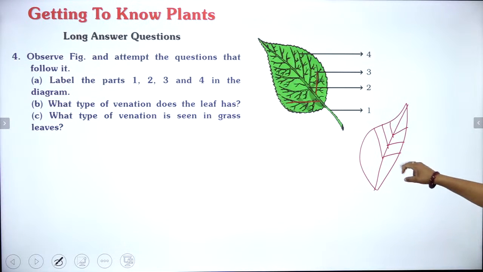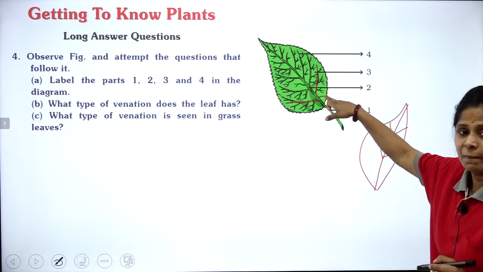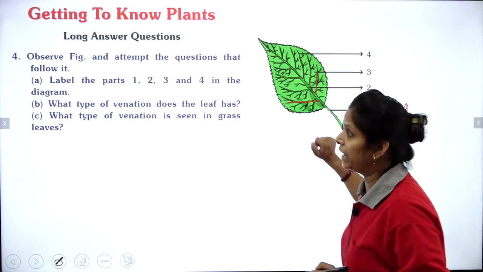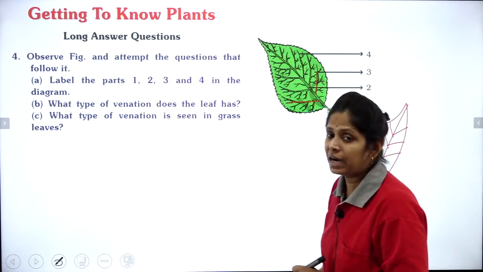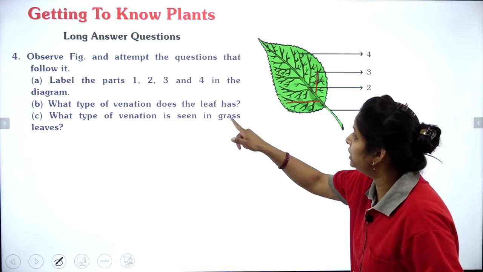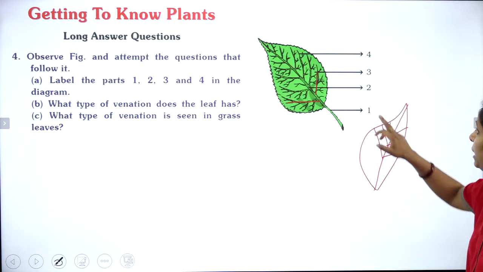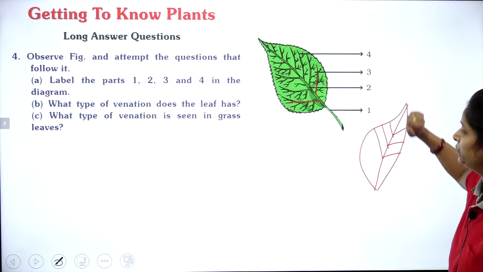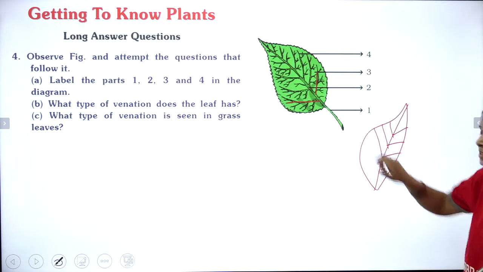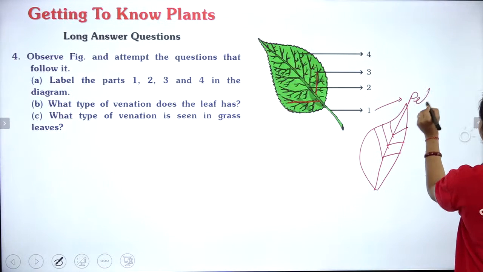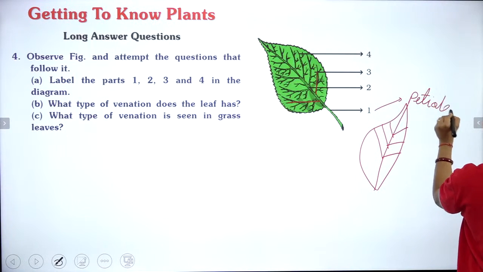So it is called parallel venation, and it is reticulate venation. So first question related to this diagram, label the parts 1, 2, 3 and 4 in the diagram. So this is your first question. Label this part 1, 2, 3, 4. First, what is this? It is called petiole.